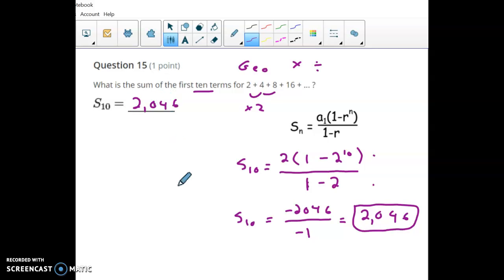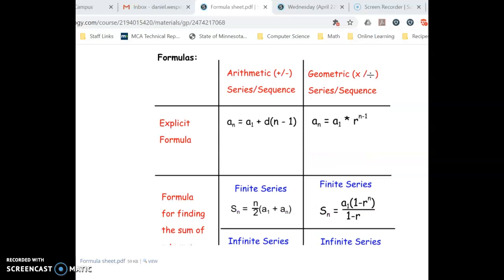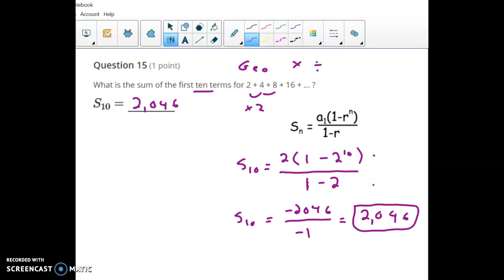All right, and a lot of this is just picking the right formula, so I can't stress it enough. Use this as your guide.